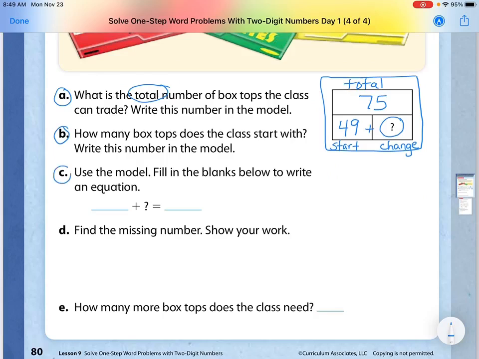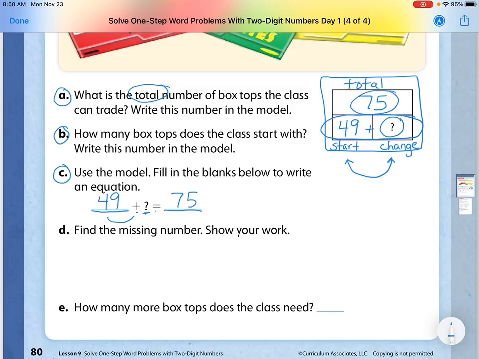Okay, so step C says use the model. Fill in the blanks below to write an equation. Well, the first thing I'm going to do is look at what my equation is. It says blank plus question mark equals blank. I know when I'm adding the two parts. So a bar model shows us the two parts at the bottom. We have the two parts at the bottom of the model that when we add together, we can get the total. So our parts in this particular problem are 49 plus question mark equals our total of 75.